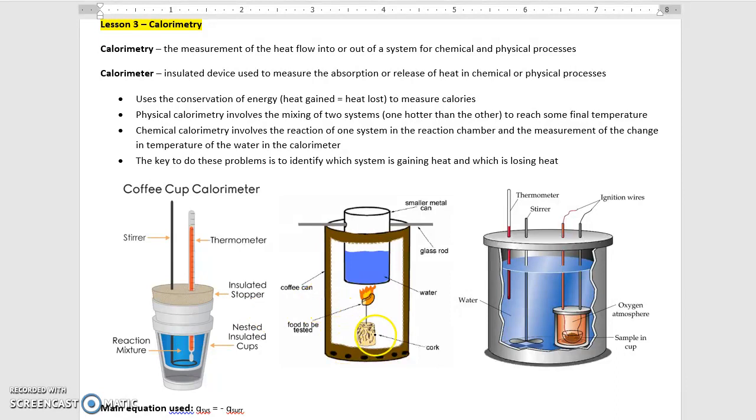We will be doing a lab tomorrow that looks a lot like this, where we're going to have a metal can suspended over a cork with a food sample that you're going to be lighting. You're going to try to see how much heat the water in the can absorbs because of this flame, because of the food burning underneath.